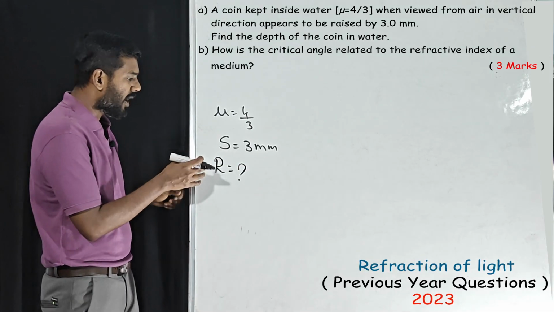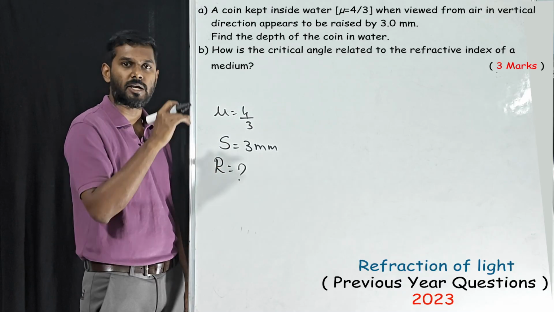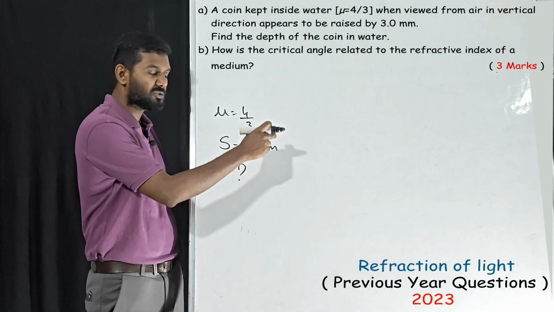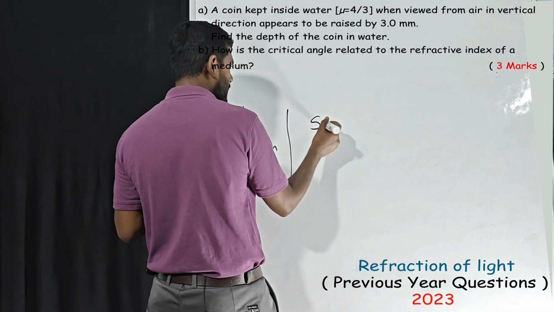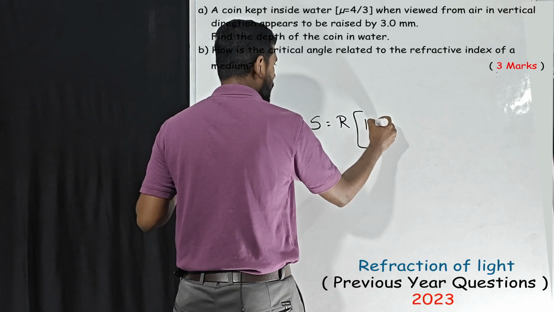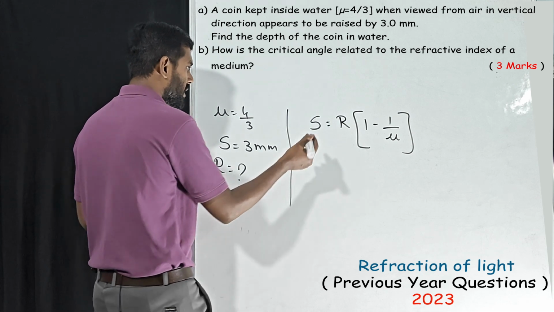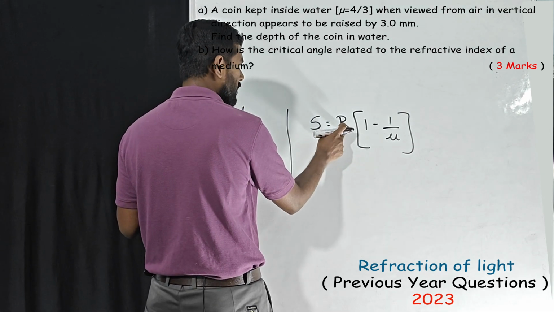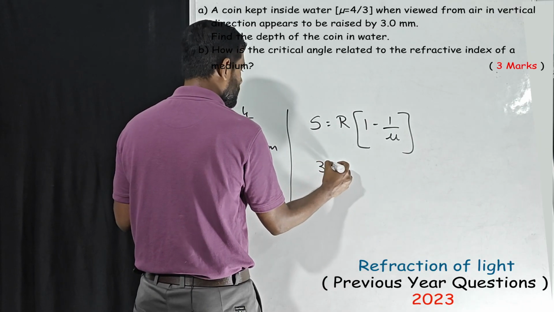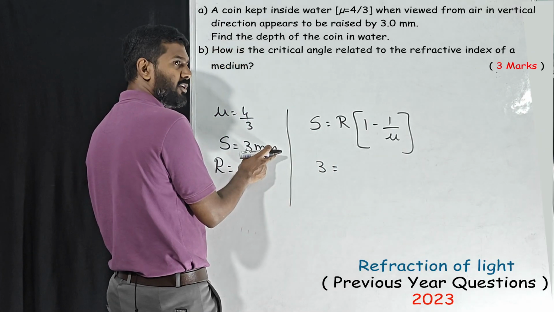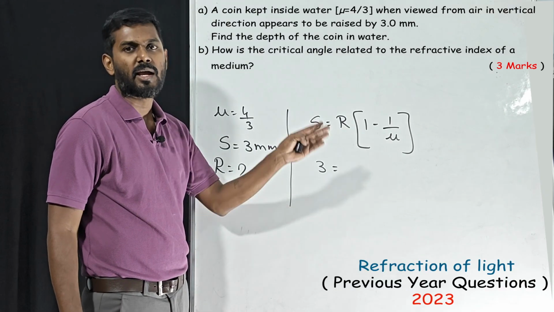Okay, see, if the apparent depth is given without refractive index, what is shift? Shift is equal to real depth minus apparent depth. Apparent depth is not given, so we cannot use that formula. So what is the alternative formula we have? Shift is equal to real depth times (1 minus 1 by mu). This is there in the formula. You can learn it by heart. Now substitute the values. What is shift? Shift is 3. Don't worry, you don't have to convert into meters. Whatever answer you get will also be in millimeter. You can convert that later.